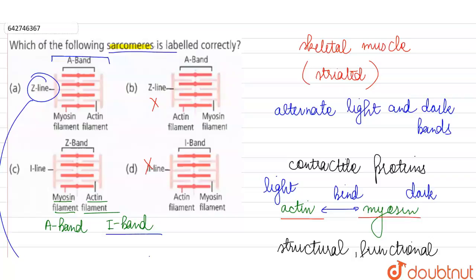But over here in option C, they are saying I line. So they have labeled the Z line incorrectly. So our correct answer is going to be option A. Z line, myosin, actin, and our A band, which means the band constituting the thick filaments, the myosin filaments, all have been labeled correctly. So option A is our correct answer, where the different contractile proteins that make up the sarcomere are labeled correctly.